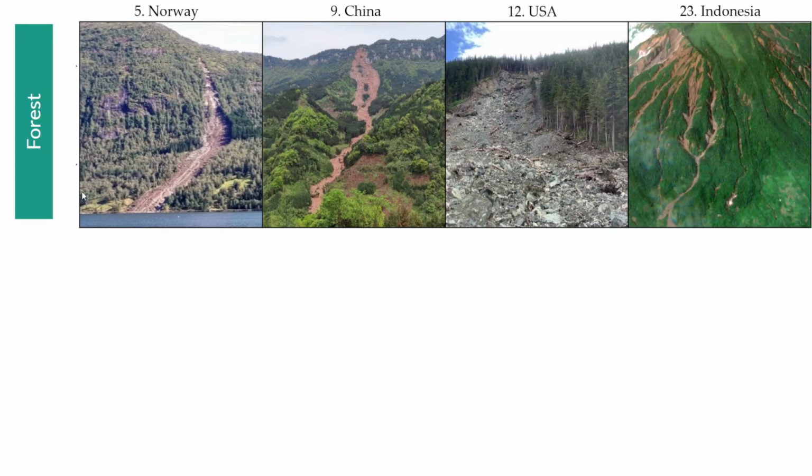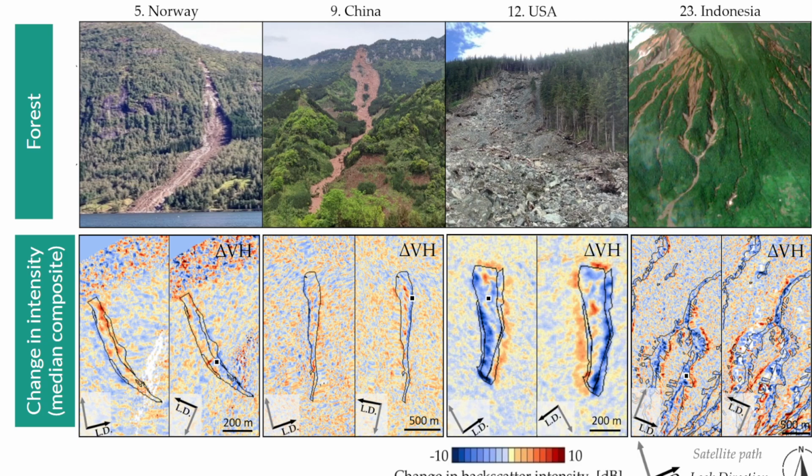Okay, and the next trend is about landslides in forest. You can see in the change images, the pattern is more complex. And this is most clearly seen on the right two examples. Here you see that one side of the landslide is blue and the other is red. And depending on if you are viewing from the left or the right, or ascending or descending images, then the pattern is the opposite. So what is going on here? Why do you see both increases and decreases?